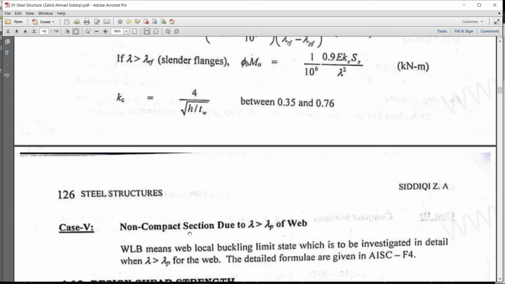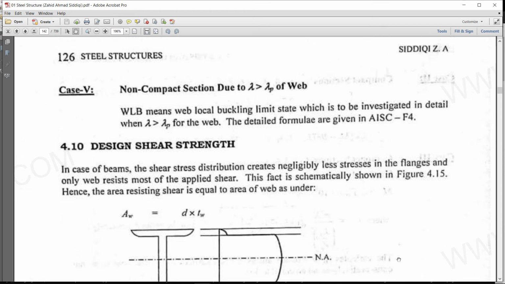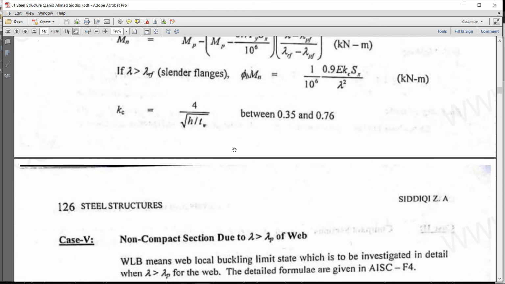The non-compact section, when lambda is greater than lambda p of web, means web local buckling, a limit state which is to be investigated in detail. The detailed formula for this criteria is given in AISC F4. So that is the criteria for the calculation of the moment capacity.